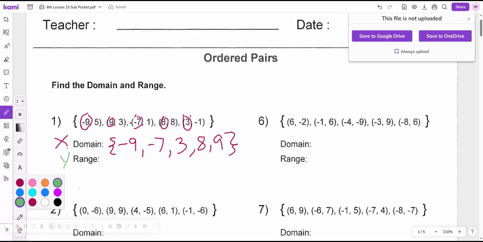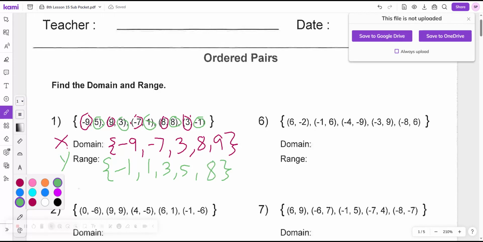The range are all the y's. Again, they are going to be in order from least to greatest. Make your little brackets. So the lowest is a -1. The next lowest is +1. Then 3. Then 5. Then 8. So that's it.